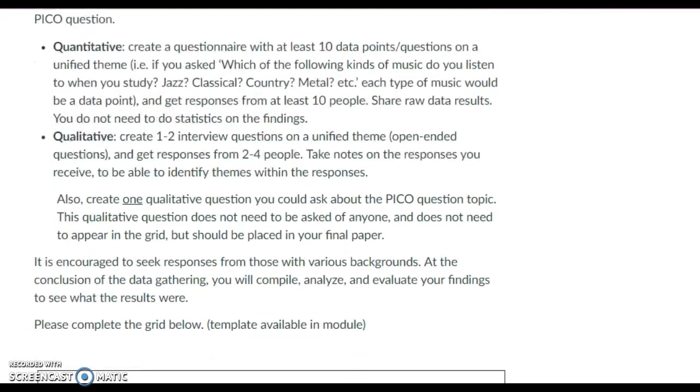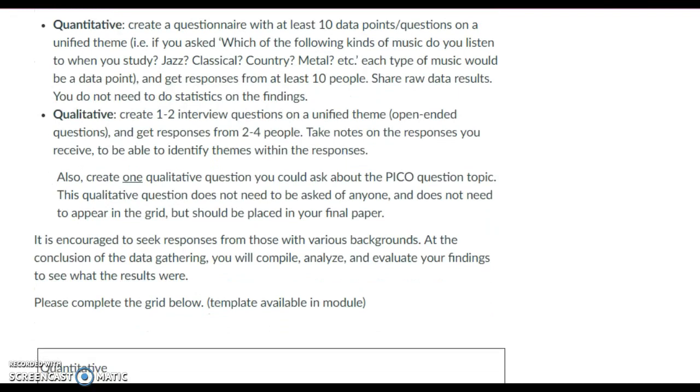So first you're going to look at quantitative, and you're going to be creating a questionnaire with at least 10 data points. For example, you could ask people, which of the following kinds of music do you listen to when you study? Jazz, classical, country, metal. You would list 10 different types of music, where each of those would be its own data point. And then you need to get responses from at least 10 people. This doesn't have to do with studying.